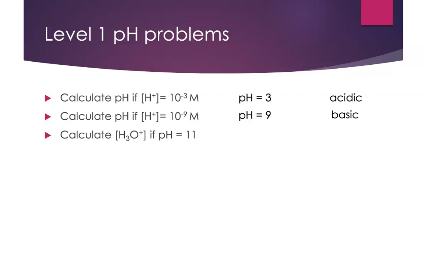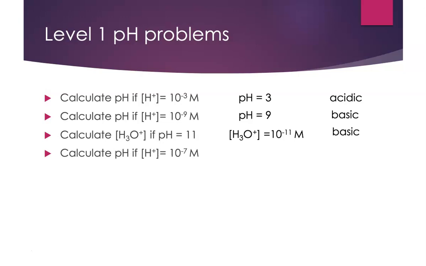All right, so I have to do 10 to the negative 11, and that's my hydrogen ion concentration. This is also a basic solution. If the hydrogen ion concentration is 10 to the minus 7th, what's the pH? The pH would be 7, and we'd say that's a neutral solution.